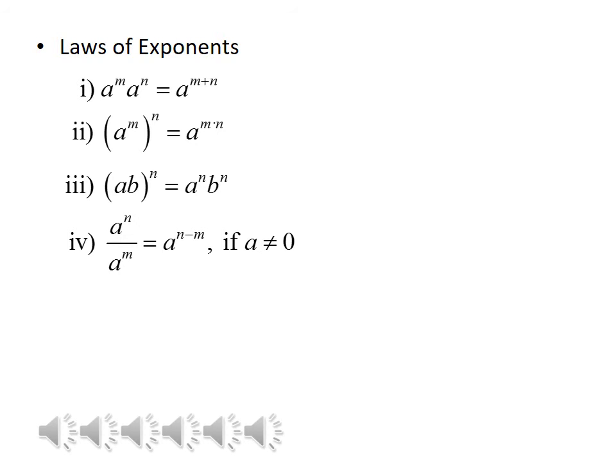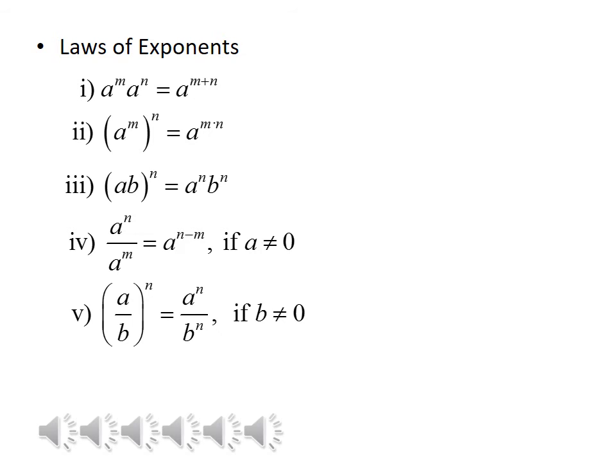Fourth, if you have a to the n divided by a to the m, so a quotient of two exponential expressions that have the same base but different exponents, you can combine them together using the same base and subtracting the exponent of the numerator minus the exponent of the denominator. So a to the n divided by a to the m equals a to the n minus m, again assuming a is not equal to 0.